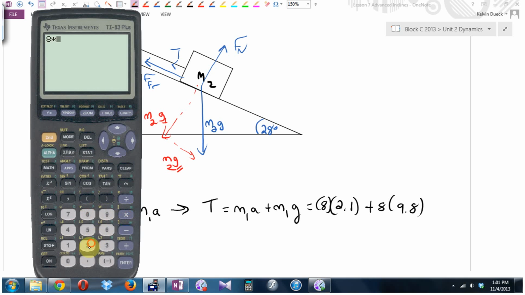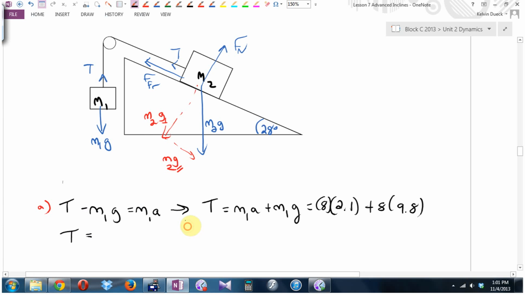Eight times 2.1 plus 8 times 9.8. 95.2. Anybody else? Yay, that wasn't too bad. Again, how did I know that I was approaching this one backwards? Because in every other question, the first thing we've done is find the acceleration. And I hope you noticed in this question, they gave it to us.